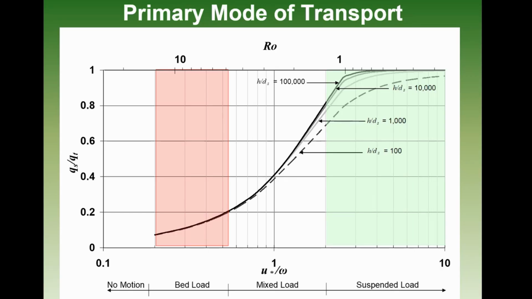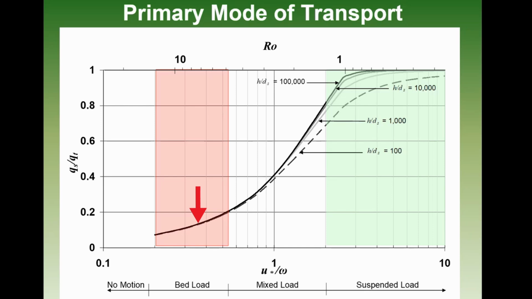Make sense? So 80% is going to be in suspension, and you get 20% that's going to roll on the bed. Make sense? So that is a very easy predictor to find out what kind of method you need to go to the river for sampling.